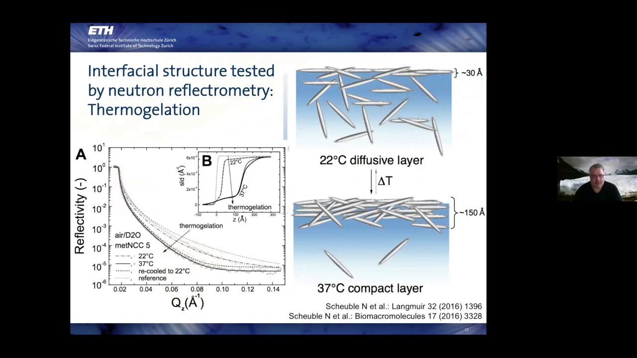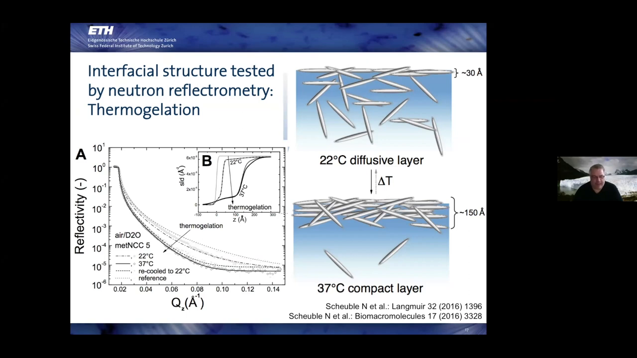Let's turn a little bit to the neutron reflectivity measurements that we have done for these materials. What you see over here is the normal reflectivity curve as a function of the scattering vector. We don't have too many features over here, so the curves are relatively flat, which we actually see for protein systems, at least food protein systems, throughout. But what we are going to see is that with the thermogelation, the layer structure is also changing.